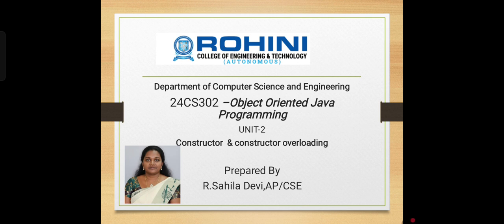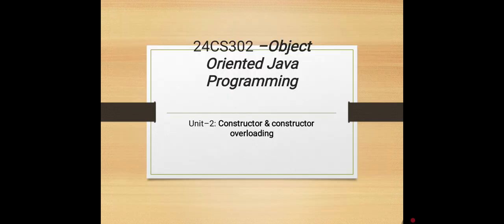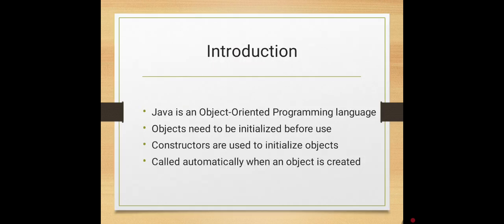So, today we are going to discuss the subject Object-Oriented Java Programming. In Unit 2, we are going to discuss constructor and constructor overloading in Java. Java is an object-oriented programming language. In object-oriented programming, whenever we create an object, the object must be initialized before use. This initialization is done using constructors. A constructor is automatically called when an object is created using the new keyword. So constructors play a very important role in Java programming.